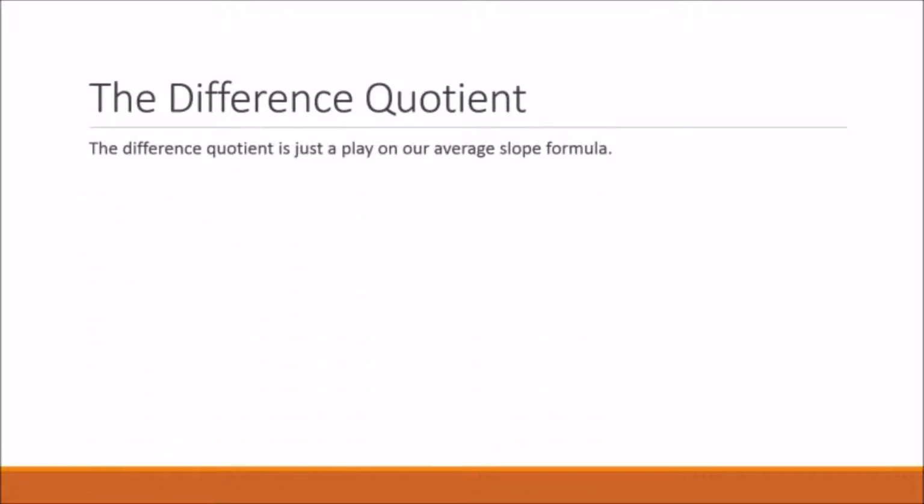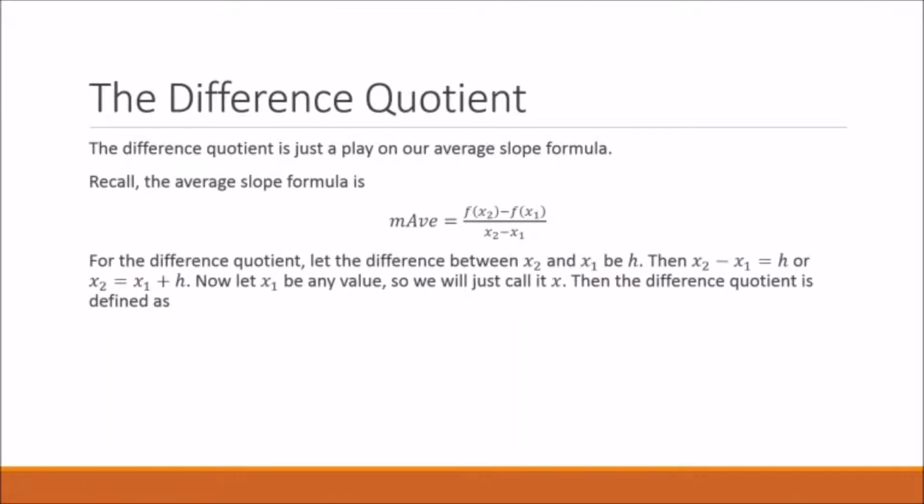So the difference quotient is just a play on our average slope formula. And if you recall, the average slope formula was just f of x2 minus f of x1 divided by x2 minus x1. So for the difference quotient, instead of talking about 2 points, x1 and x2, we're going to be talking about the difference between them just being h. So x2 minus x1 is equal to h, or we can just replace x2 with x1 plus h.